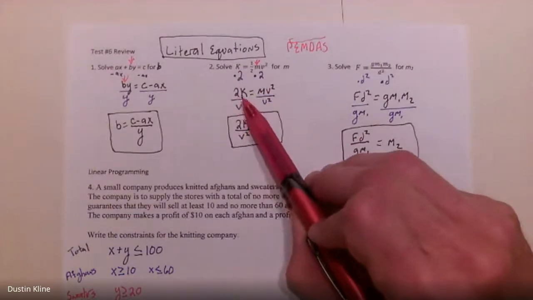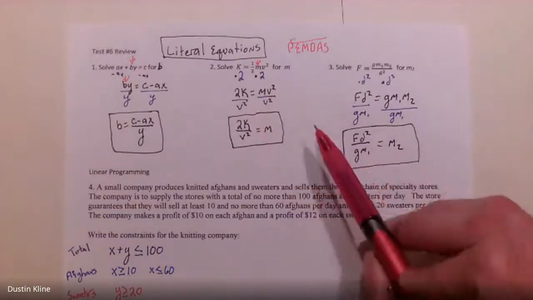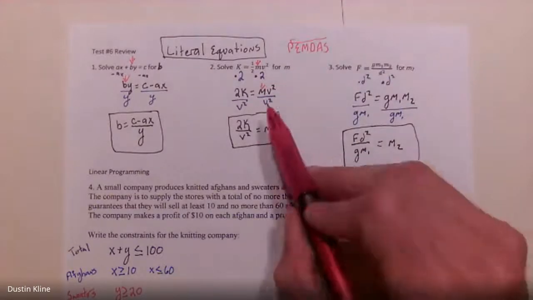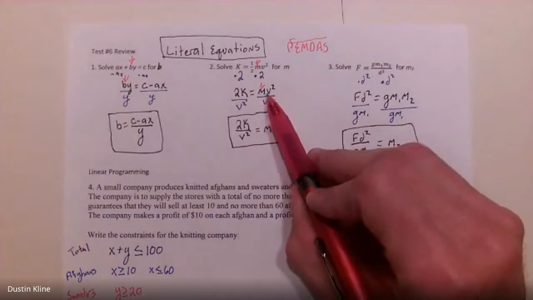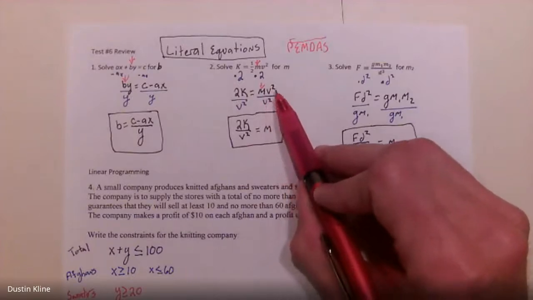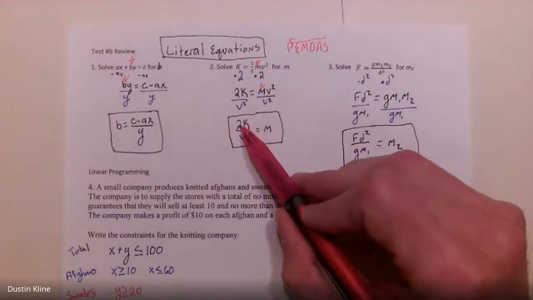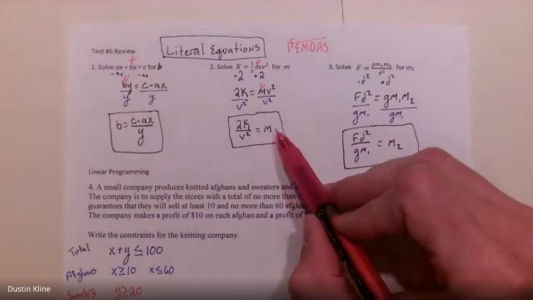K times 2 is 2k. 1/2 times 2 simplifies to 1. Again, identify your variable of interest. We're looking to eliminate the v squared. Well, we have m times v squared. The inverse of multiplication is division. Divide both sides of your equation by v squared. We're left with 2k over v squared equals m.